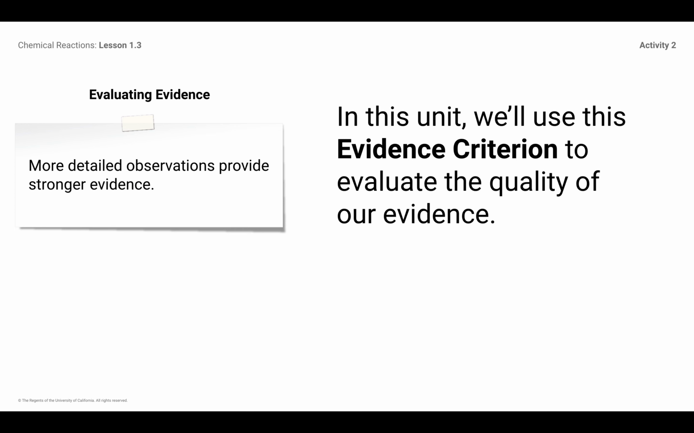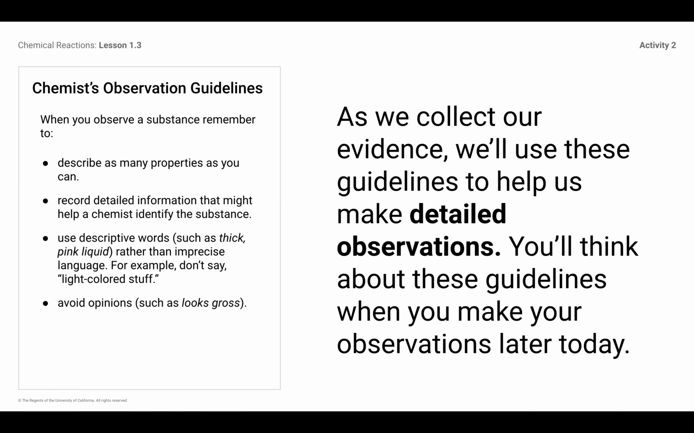So in this unit, we're going to use the same evidence criterion that we have used in the past, and that is the more detailed observations that we can make, that's going to provide stronger evidence for us. So rather than saying things like it's light colored or it looks like dirt, we're going to use as many properties as we can. We're going to use descriptive language. We're going to try and be very specific instead of imprecise. And we're going to avoid opinions like this looks gross or it smells gross, it smells bad. That's not a very good scientific observation.